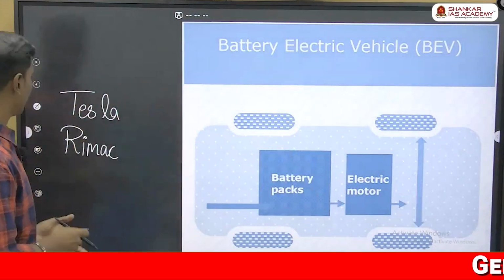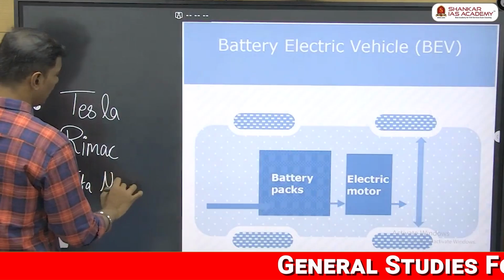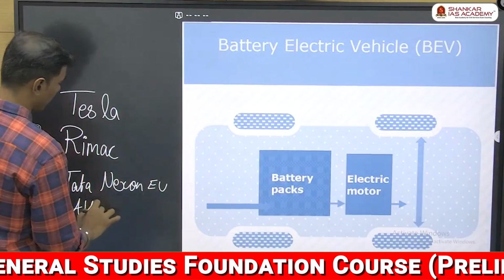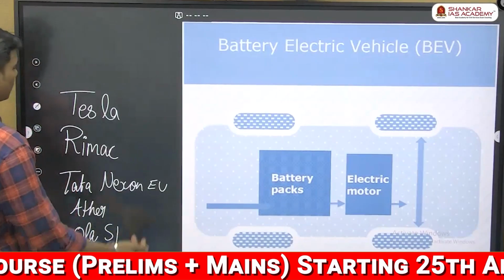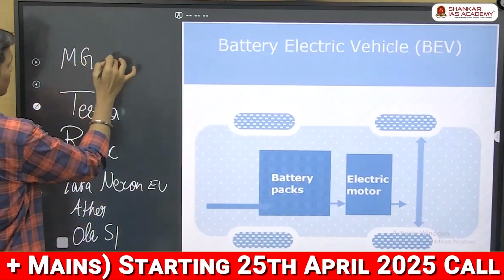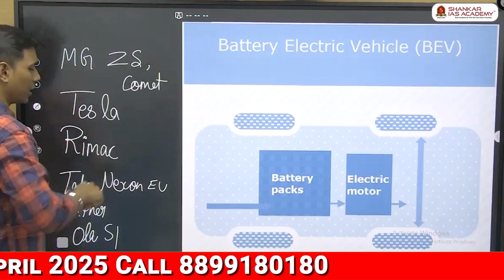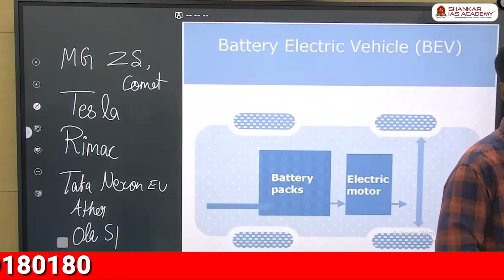Clear? Tesla, Rimac, and Indian examples, whenever you see the term EV towards the end: two-wheelers such as Ather, Ola S1, and you have Morris Garage's ZS or Morris Garage's Comet. There are many electric vehicles in the market. These are some of the examples. Coming to the next one, hybrid electric vehicle.